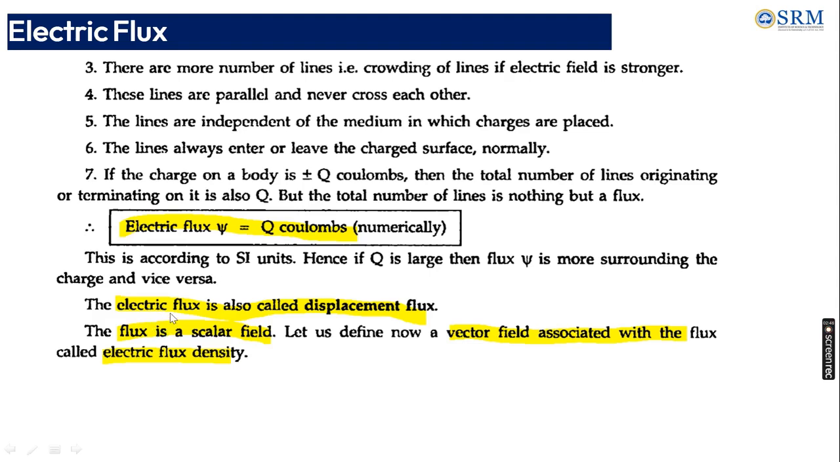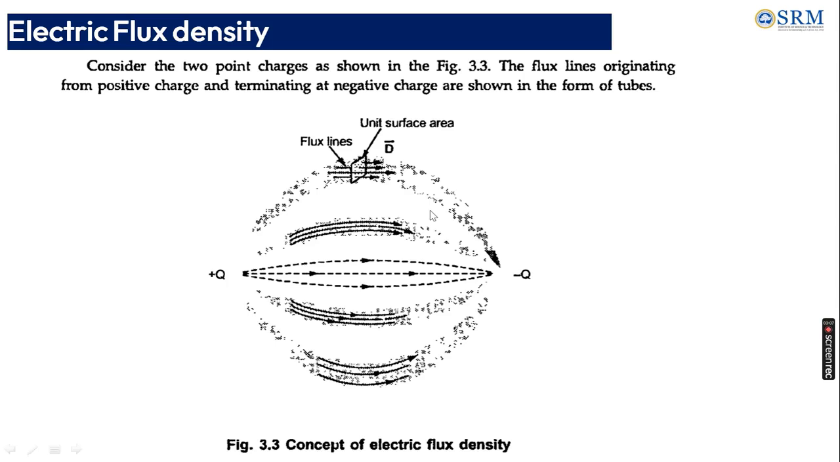I can always say electric flux is a displacement flux, and it is a scalar field only. It's not a vector, it is a scalar field. Now we define one term called electric flux density, which is going to be a vector field associated with that particular flux. That electric flux density we are going to see now.